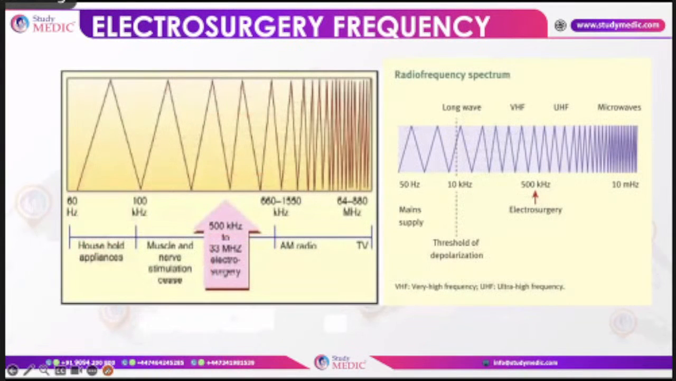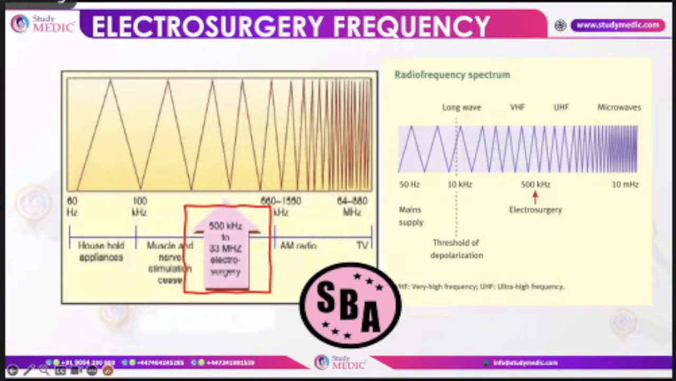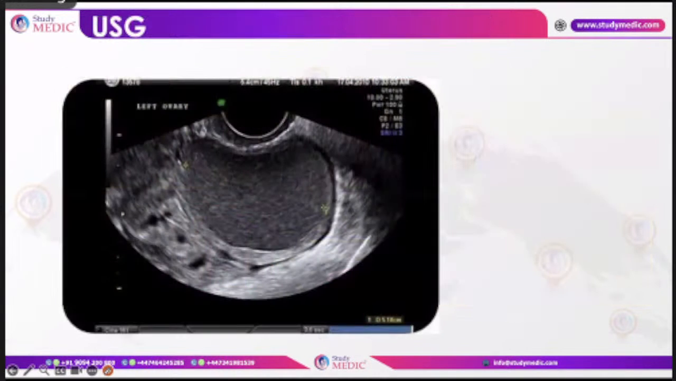Electrosurgery frequency. Again, this is something I'm not going to talk about in depth, like the cutting mode and coagulation mode, because that becomes too much. But remember the frequency. It is in kilohertz, around 500 kilohertz in electrosurgery. That is again a factual recall.